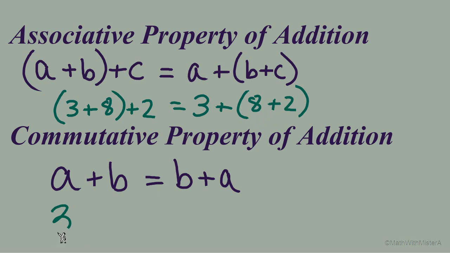Commutative property would be something like 3 plus 9 is always going to equal 9 plus 3. The order won't matter in an addition problem. The result will always be the same.